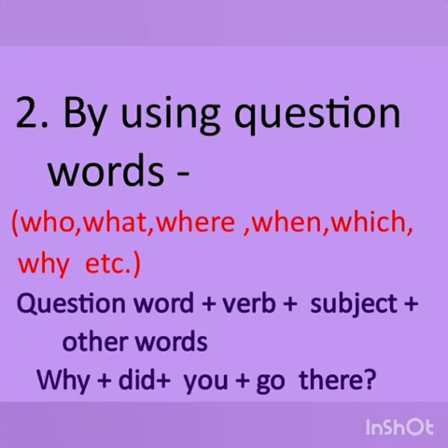The second one is by using question words. In these sentences, we use different question words such as who, what, where, when, which, why, etc. to frame questions. And we place the question word before the verb. So the sequence of placing the words will be like this. Question word plus verb plus subject plus other words.